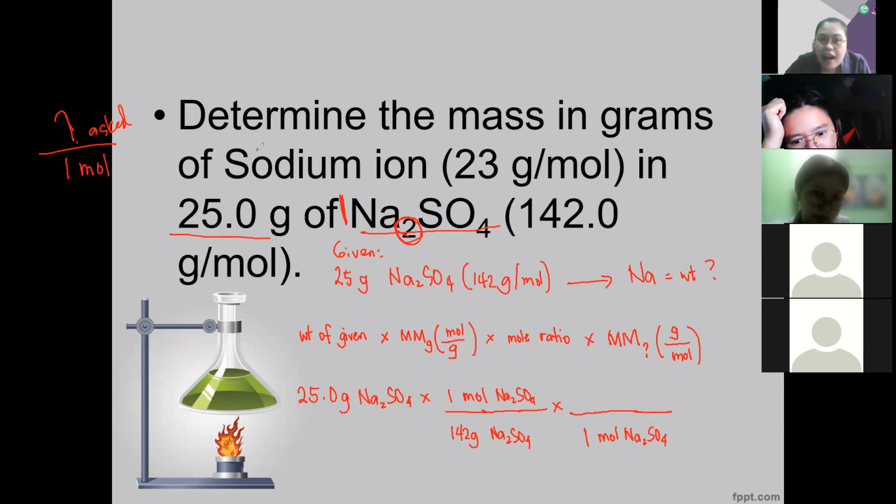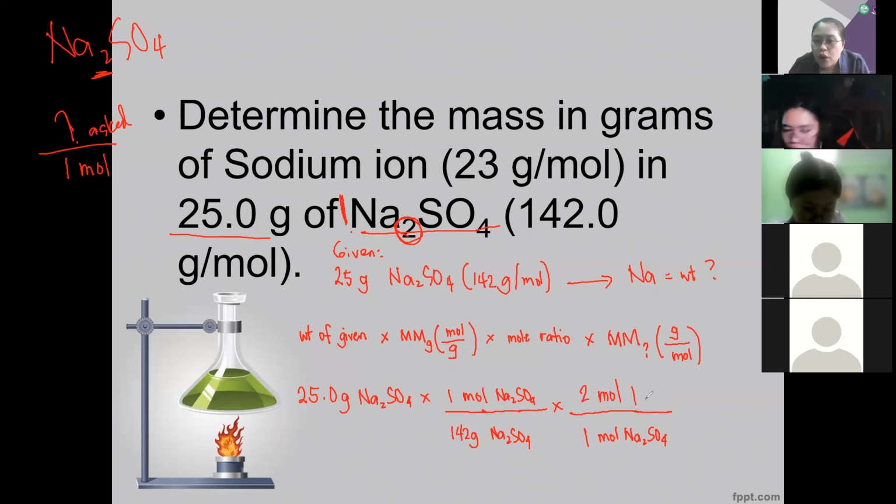Sa isang mole ng given, ilang atom or ilang mole yung present sa what is asked in the problem. So in this case, pag meron kang isang sodium sulfate, so that's 1 mole of sodium sulfate, makikita natin na dalawang sodium ang present. So ilalagay natin dito 2 mole of sodium. Ratio sila. Okay? Again, tinatawag siyang mole ratio.